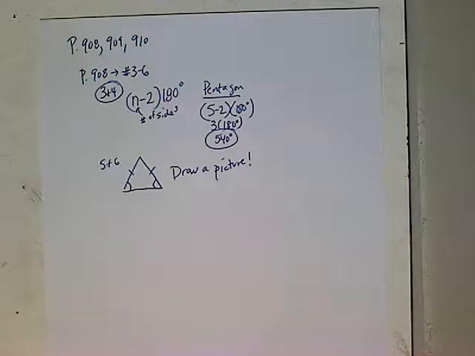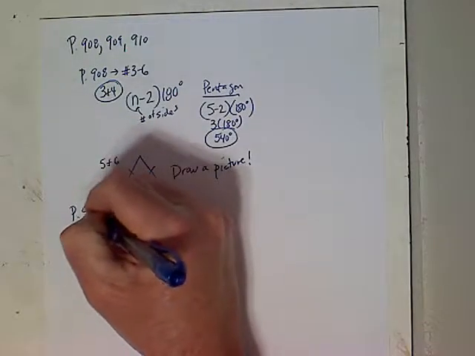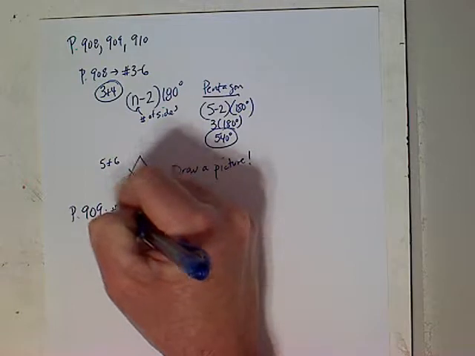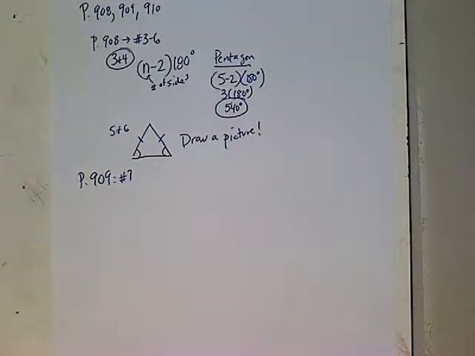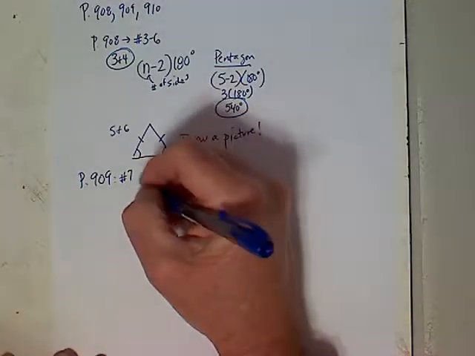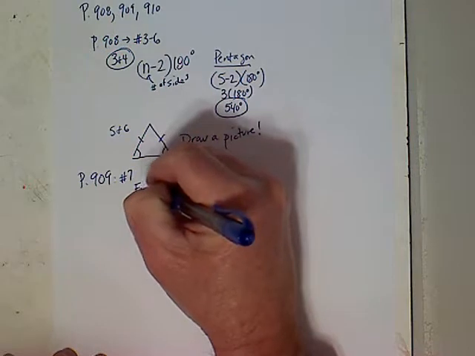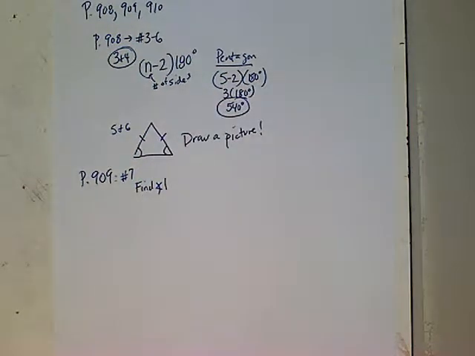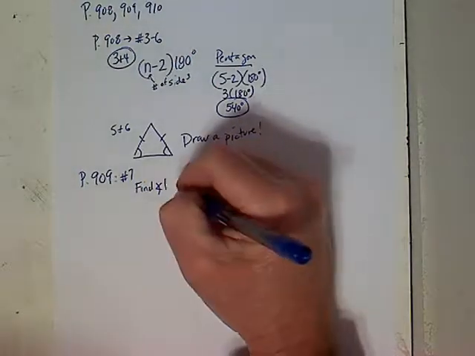Okay, next page that you're going to work on is page 909. So go ahead and turn the page. Page 909. We're just going to do number 7. For page 909, number 7, this one is asking us to find all of those angles, and there's quite a few. So a few things to think about there to be able to do this.